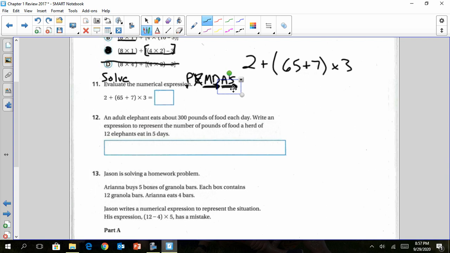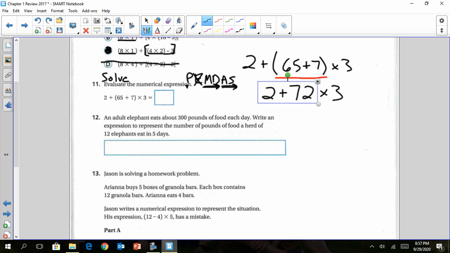So as we look at this, we're looking for parentheses first. We have parentheses here, and 65 plus 7. So we're going to solve this. 65 plus 7 is going to give us 72. And then we're going to rewrite everything in the next row. Plus 2 comes down, times 3 also.